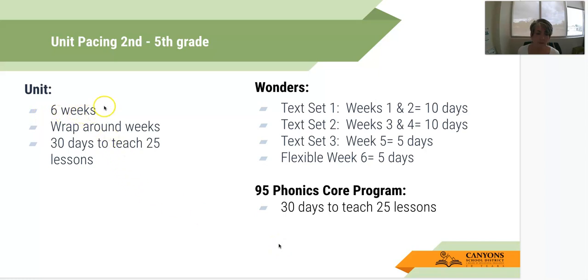You have 6 weeks in a unit, and in that unit you have 30 days, or 30 teaching days, to teach 25 lessons. So we expect that you will wrap around those weeks, and what that would look like is if you had Monday off because it was a holiday, then you would teach lessons 1 through 4 Tuesday through Friday, and then teach lesson 5 the following Monday.